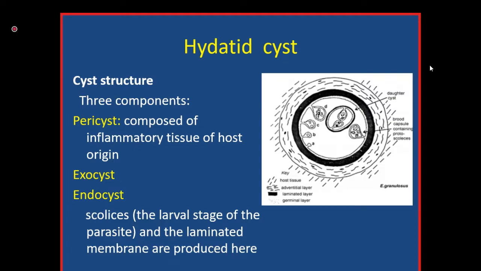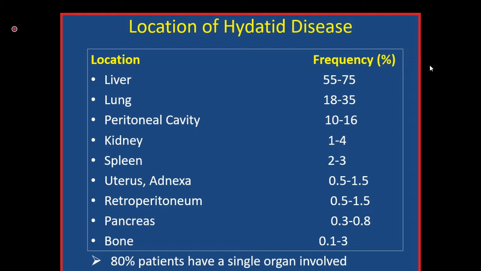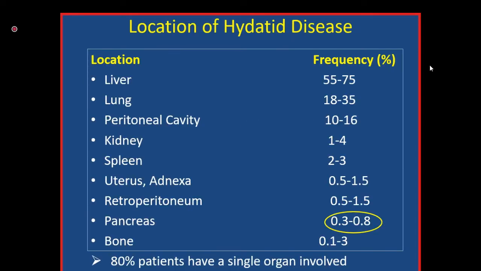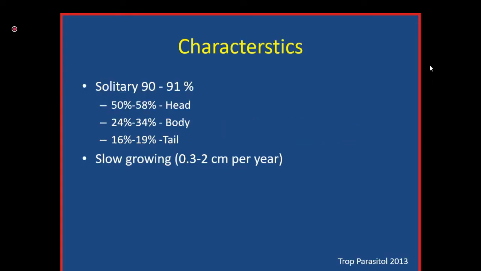As we know, it contains a three-layered wall, that is a pericyst, exocyst, and endocyst. Within the cyst, you can observe the many daughter cysts. If you consider the location, the pancreas is very rare. It is less than 1% of the total number of cases. Liver is the most common. Lung is the second most common. Even though it can affect any organ in the body, the most common site is the liver. Pancreas contributes to less than 1% of cases. In most cases, these are solitary lesions and very slow growing, less than 2 centimeters per year.